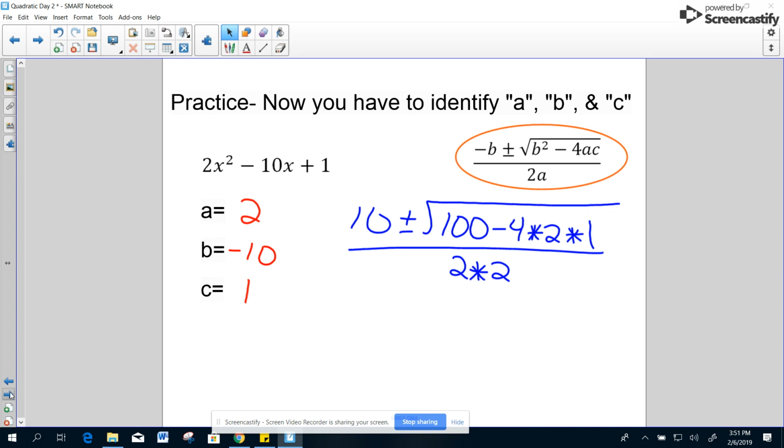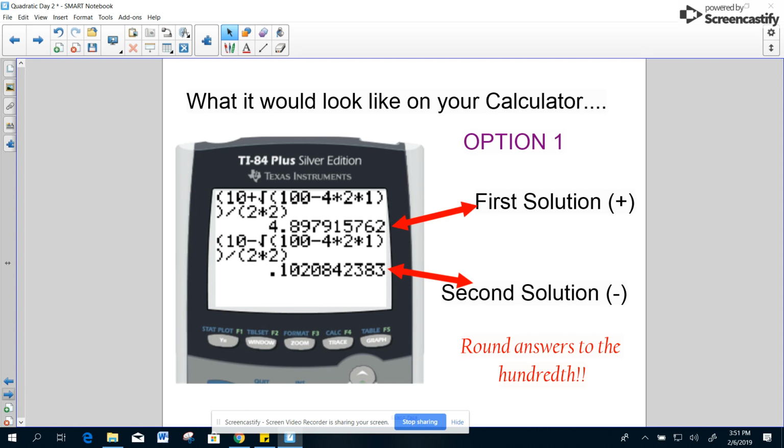Both options are going to be shown for your calculator. Option 1, you'll notice the first solution is at the top. Our second solution is at the bottom. You are going to be asked to round your answers to the 100th today on your homework, so please round out two decimal places. You're going to notice that the first one will cause some additional rounding so that our solution is 4.90. Our rounding in our second will just be 0.10. Again, this is option 1.